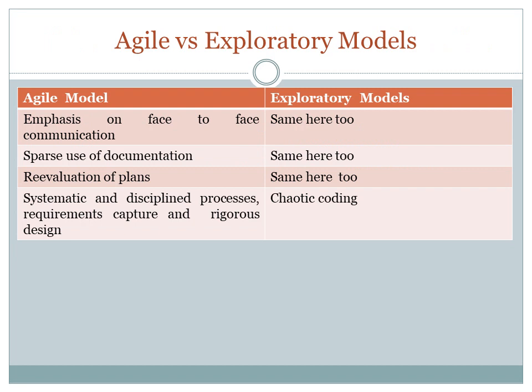Another comparison between the agile model and the exploratory model. The agile model emphasizes face-to-face communication, makes less use of documentation, and has re-evaluation of plans. This is also the same for the exploratory model, but the difference is here. Systematic and disciplined processes requiring requirements capture and rigorous design are used in agile models, while in exploratory models, the coding is considered to be chaotic.